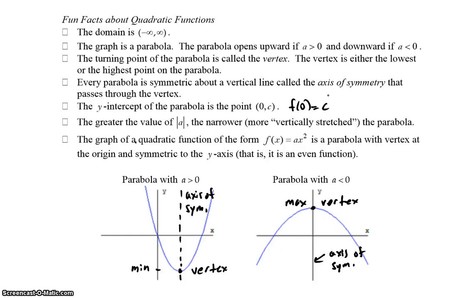And then the final bullet point: the graph of a quadratic function of the form f of x equals ax squared, of which f of x equals x squared is one example, that would be a equals 1, is a parabola with vertex at the origin and symmetric to the y-axis, in other words, an even function. So for example, if you had f of x equals negative 4x squared, then you would recognize that as a parabola with vertex at the origin and as an even function, whose graph has y-axis symmetry.